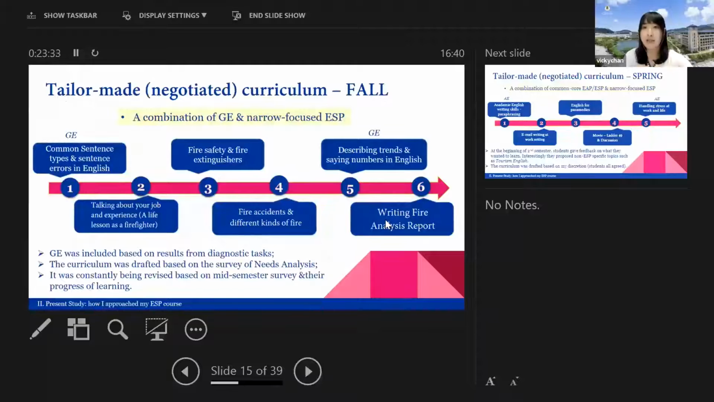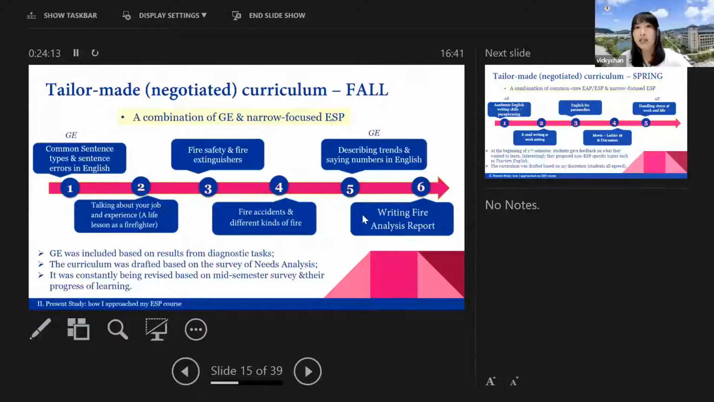And here is my curriculum design. As you can see, this curriculum is a combination of some general English and narrow-focused ESP, because from the results of my survey, it was necessary to provide my students with some general English input, as some of their levels are not quite up to standard yet. I think it would be helpful for them to know about sentence structure and describing numbers in English.